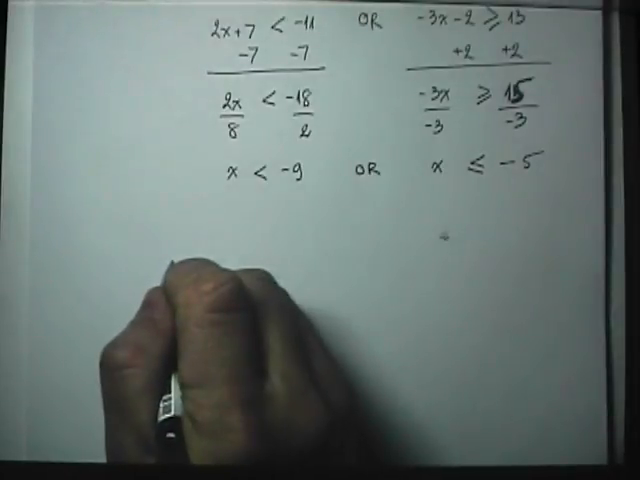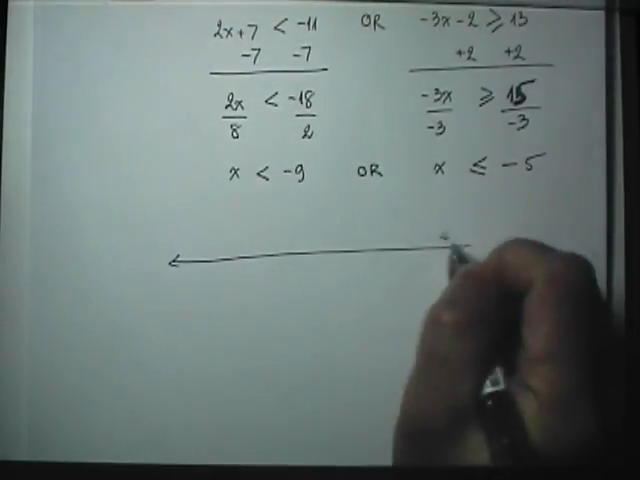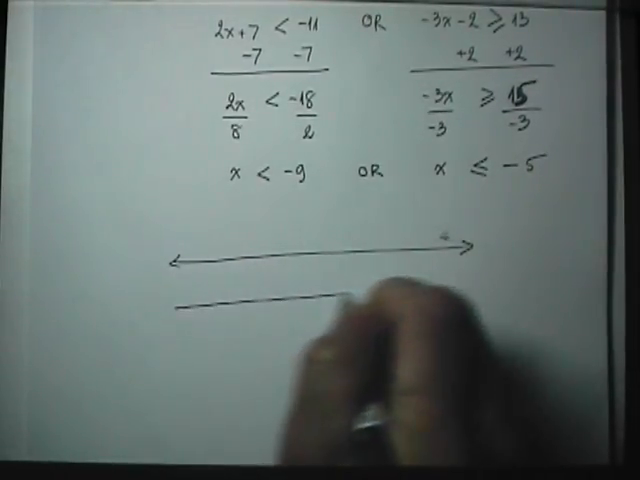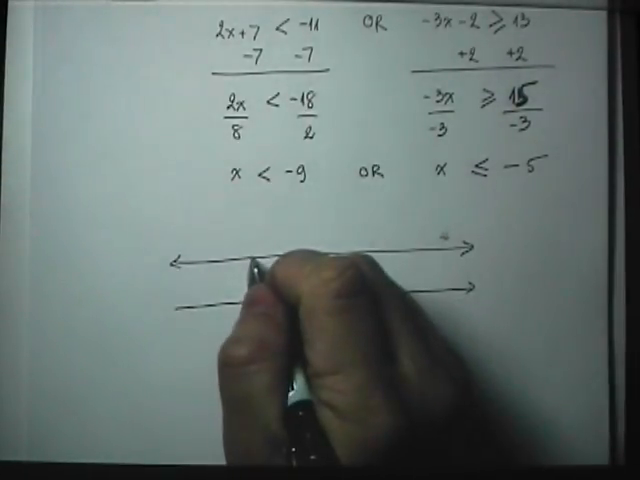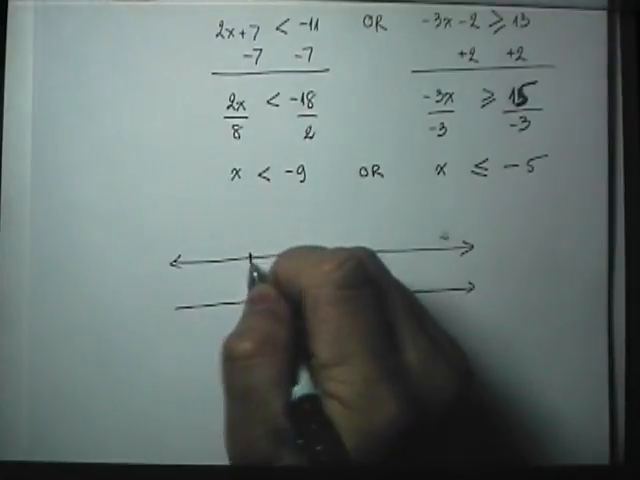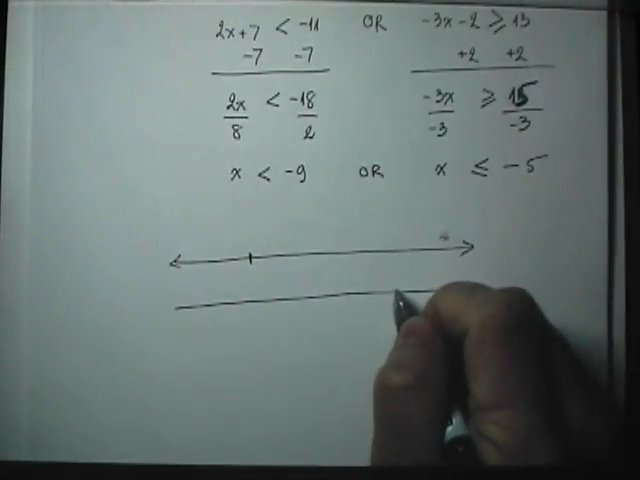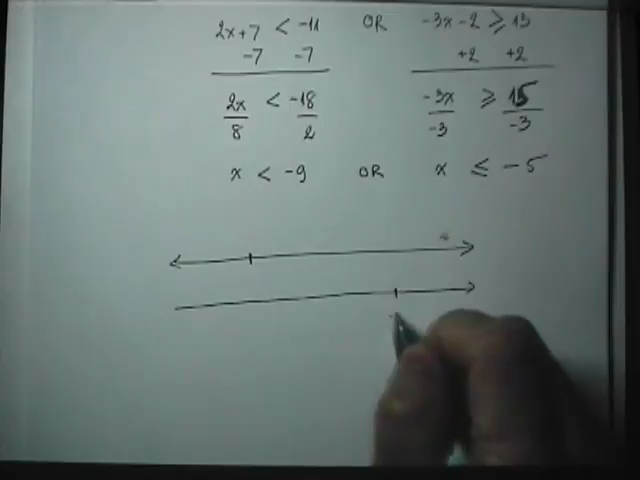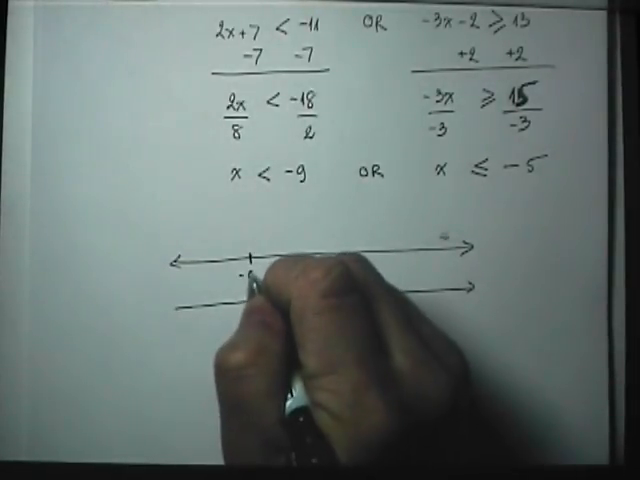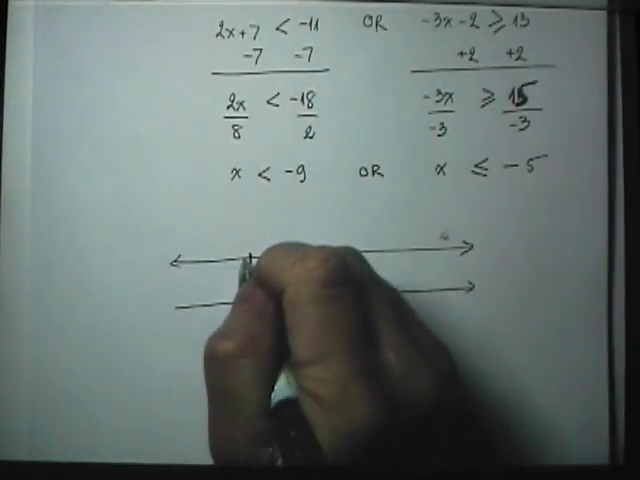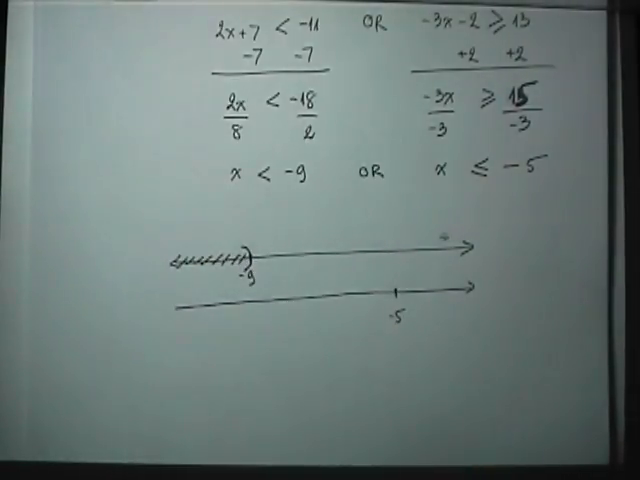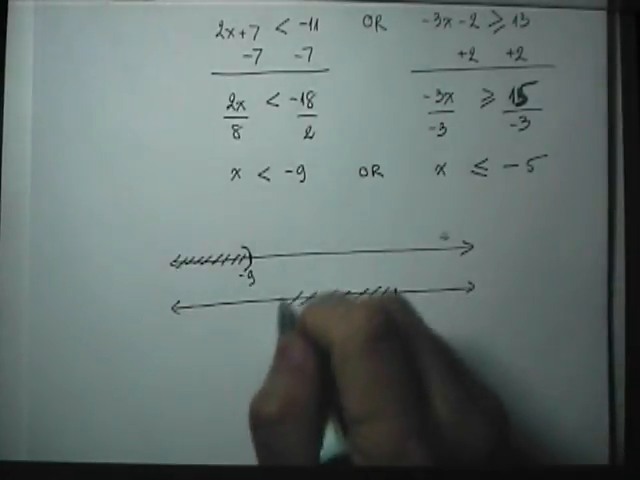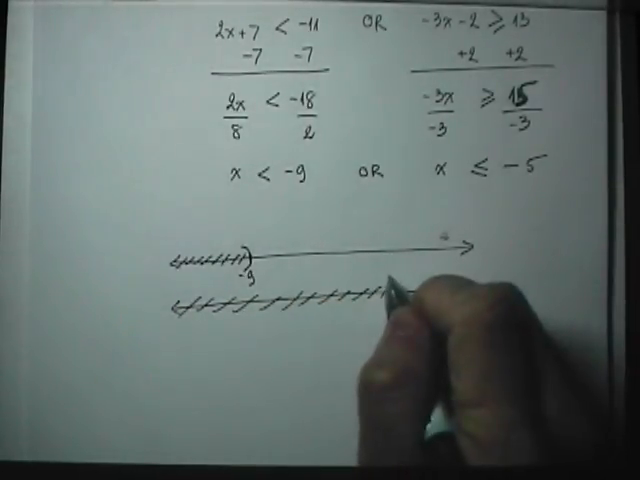To graph this, once again, between negative 9 and negative 5, negative 9 is the lower number, and negative 5 is the higher number. So here's how you put it in, -5, -9. Okay, and for -9, I want to shade to the left side of it, and I'm using parentheses on -9. For -5, I also want to shade to the left side of -5, and I want to use brackets on -5.